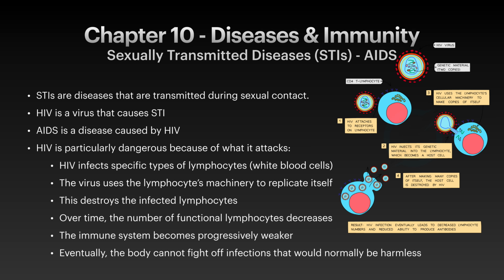When the immune system is severely damaged, the person has AIDS. They become vulnerable to opportunistic infections like tuberculosis, pneumonia, rare cancers, and other infections that a healthy immune system would easily defeat. Often, AIDS patients die from these secondary infections rather than the HIV itself.